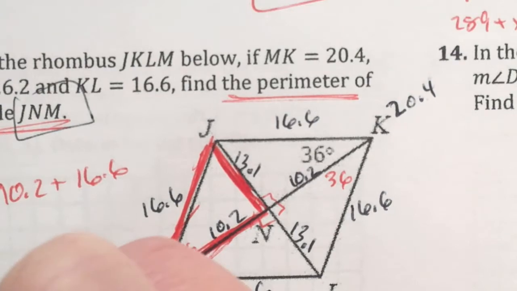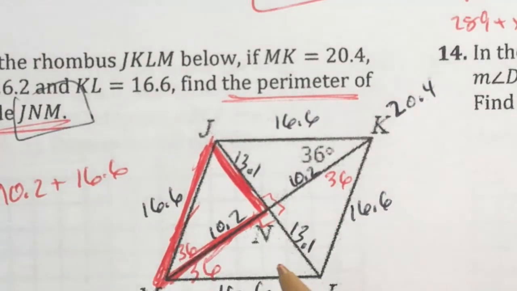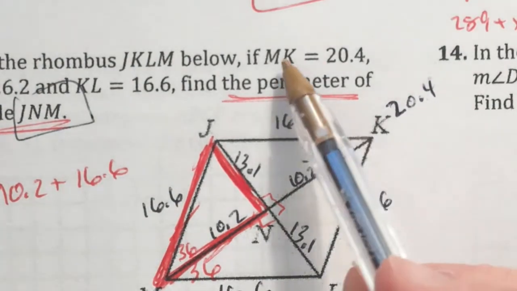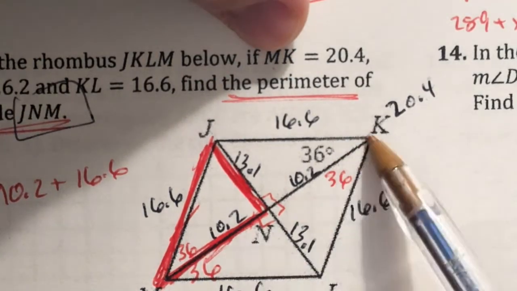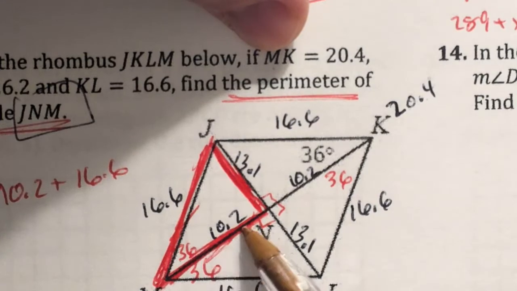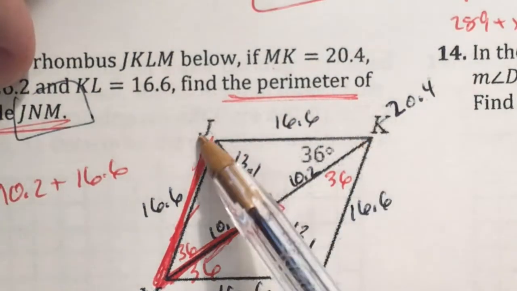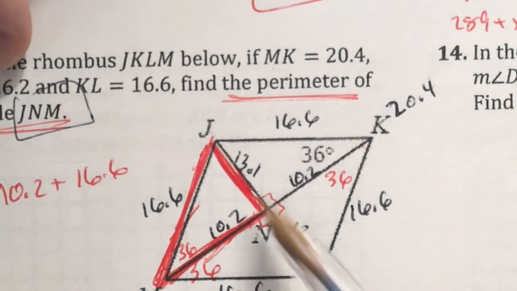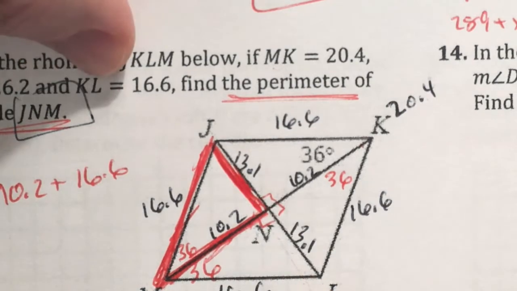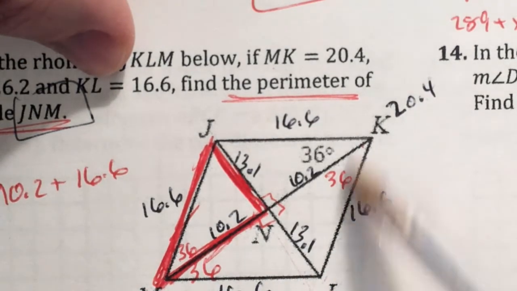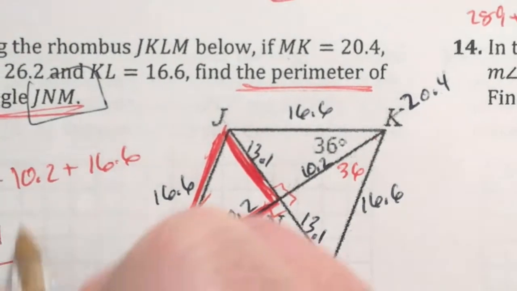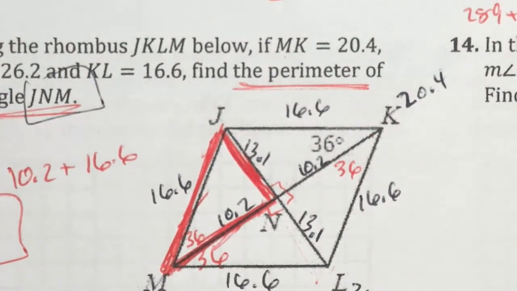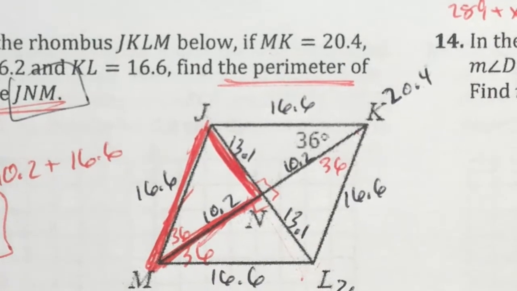We get 39.9. Let me just double check I read everything correctly. They said M to K, 20.4, which is 10.2. Yes. J to L, 26.2, 13.1. And K to L, 16.6. And you add all those together. Yep, I feel really good about that. So our answer is 39.9. And there you go. All right, let's keep going.